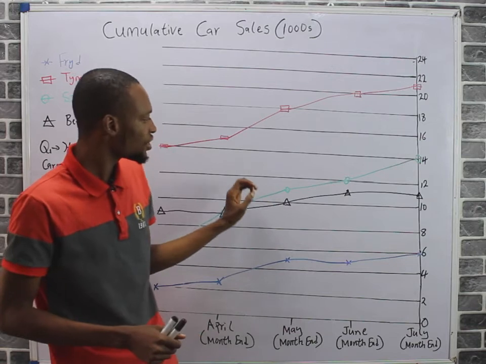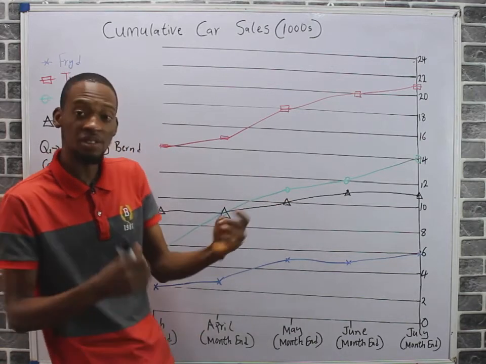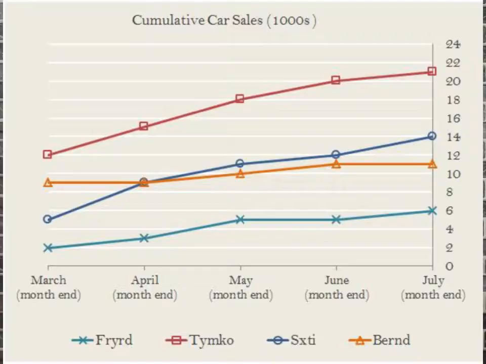Now, in the diagram or the original question, they didn't use black. Look at the color notations they use. For Tymko car, they use red. For Sixty car, they use blue. And for Bernd car, they use yellow. Since I don't have a yellow marker, I decided to use black for Bernd cars.